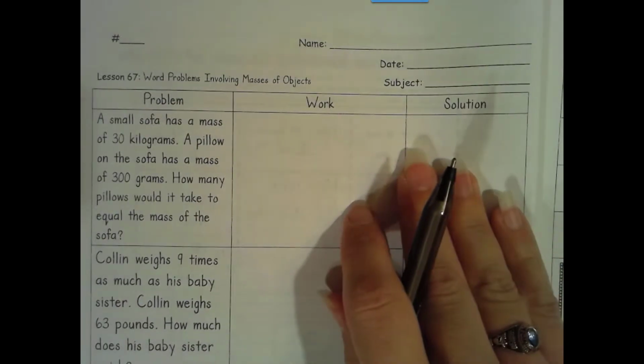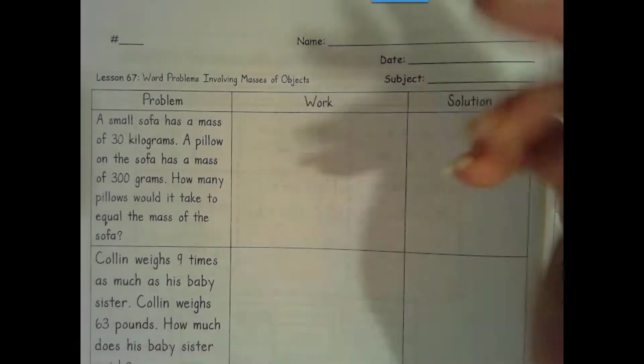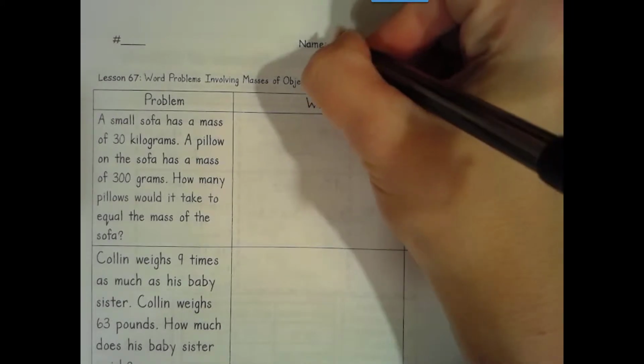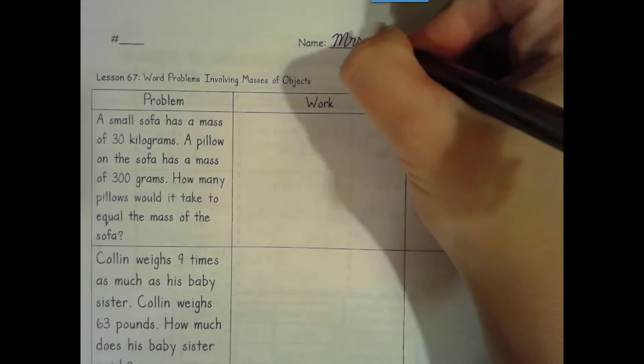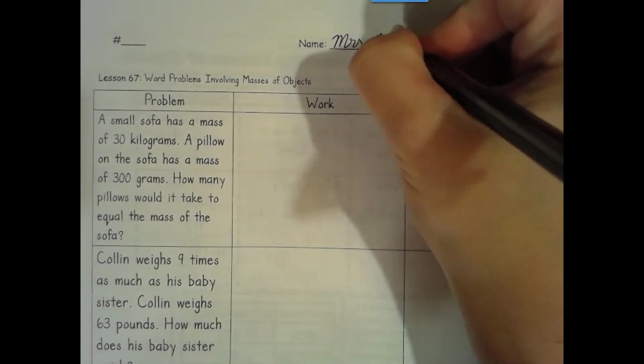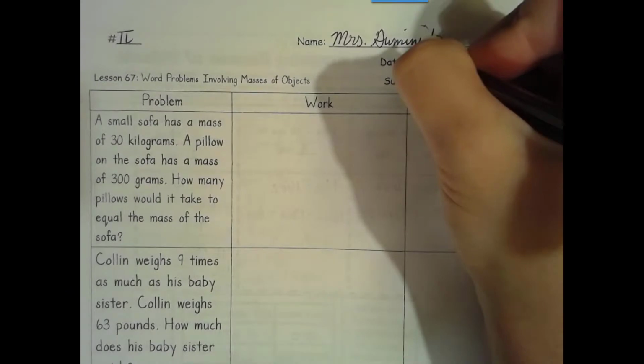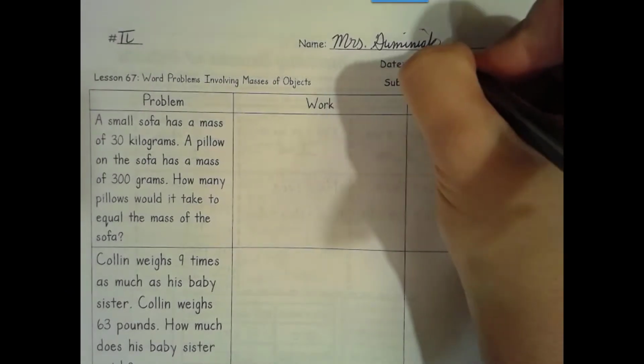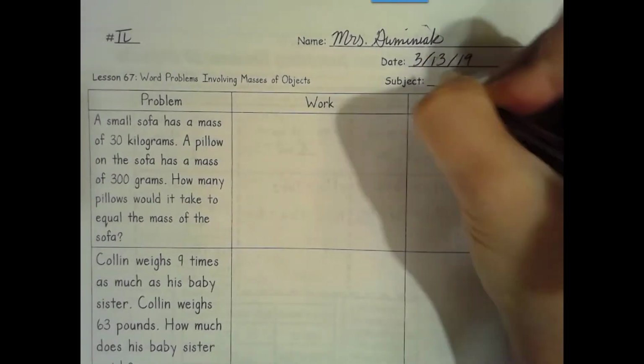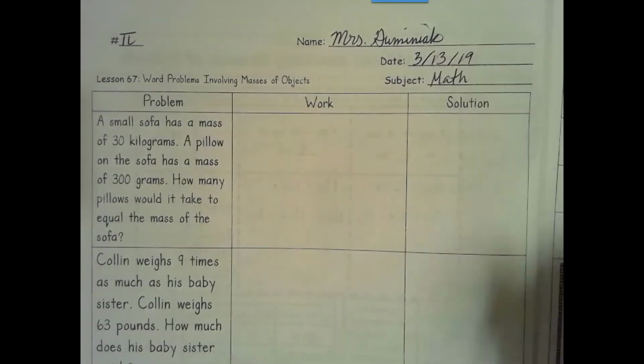Okay, let's go ahead and fill in our heading: name, number, date, first and last in cursive. Remember to put the date that you are working on these notes, not necessarily the date I'm writing. Our subject is math.